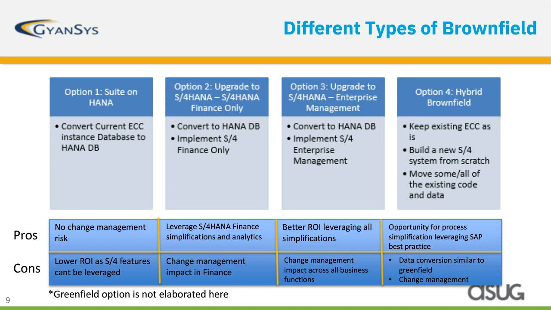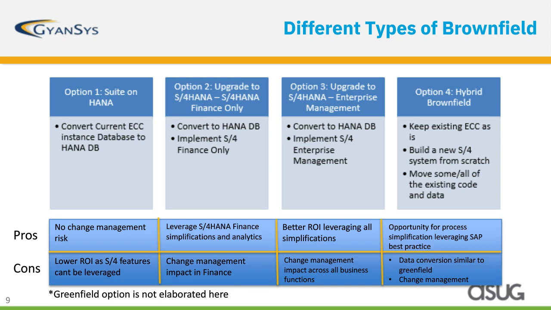Really, it's just lifting and shifting ECC, converting it over to the HANA database with a few changes, allowing you to go ahead and in the future get you off that end of life in 2025 from the current ECC on a non-HANA database.